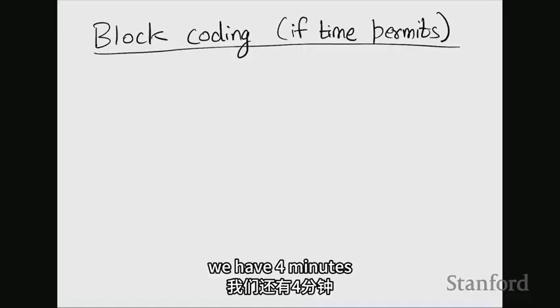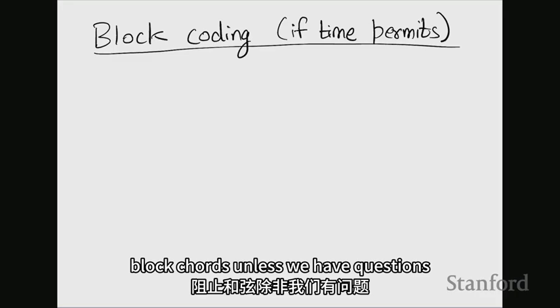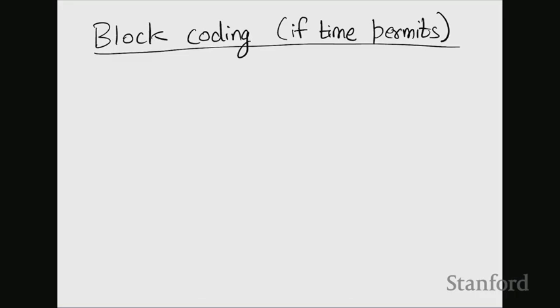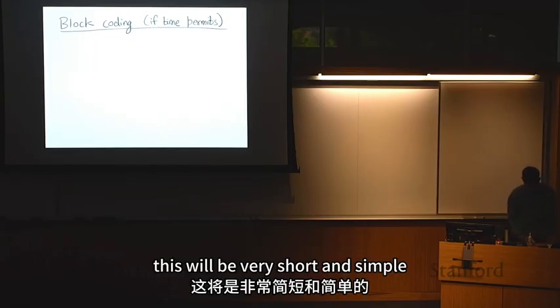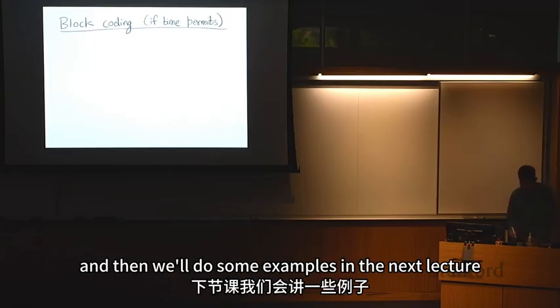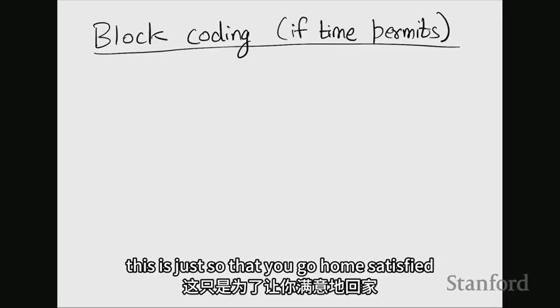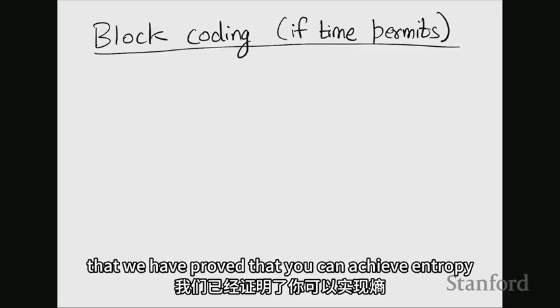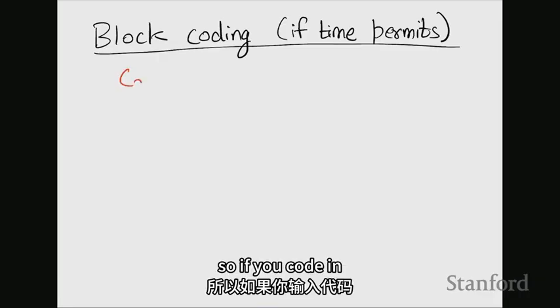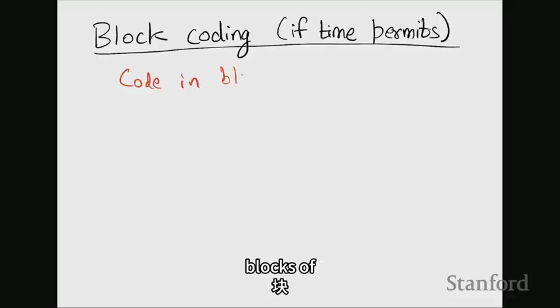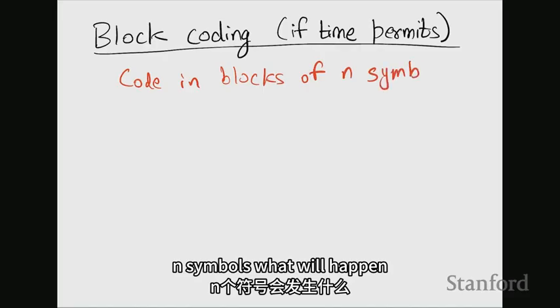We have 4 minutes. Let me do something on block codes, unless we have questions. This will be very short and simple, and then we'll do some examples in the next lecture. This is just so that you go home satisfied that we have proved that you can achieve entropy. Okay. So if you code in blocks of n symbols, what will happen?